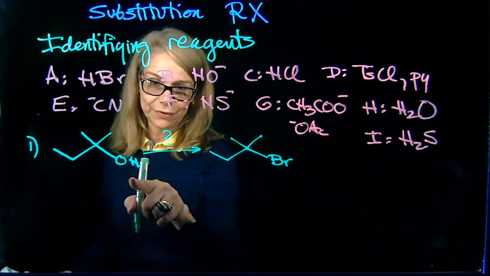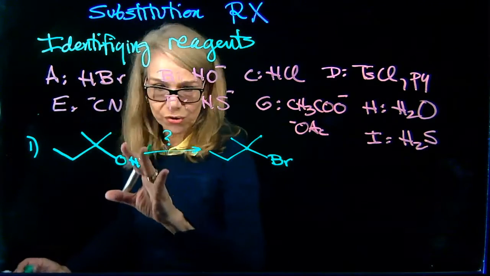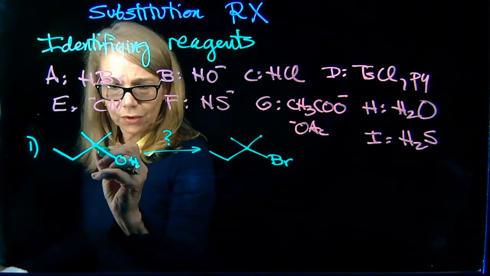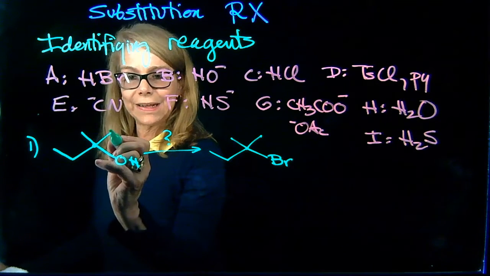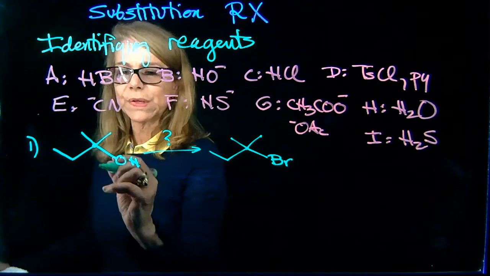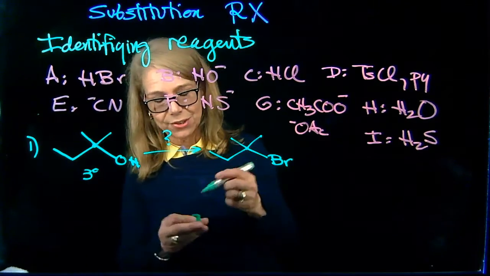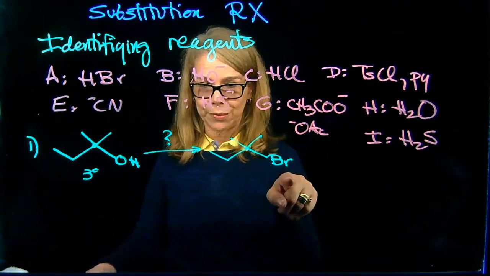So I see that I have replaced the OH by bromine. Notice now what is the structure of the alcohol here. The alcohol, here's where the OH is. This is my alpha carbon, and it has 1, 2, 3 alkyl groups. So this is a tertiary alcohol. The reaction is a substitution. We are changing the OH by bromine.